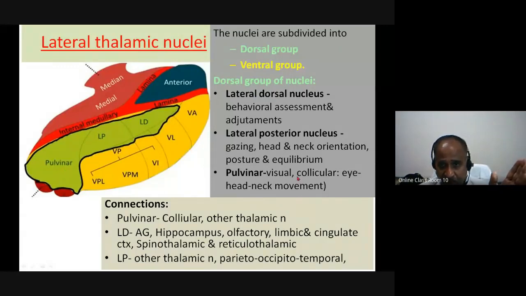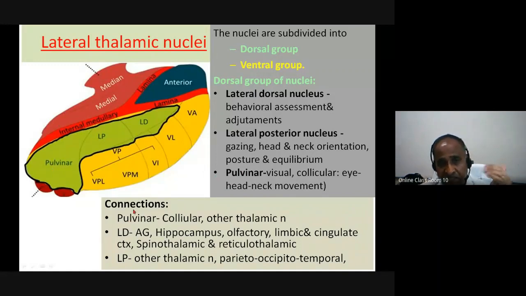This is the pulvinar. The pulvinar gets visual, collicular, and temporal inputs, and even somatosensory association from the somatosensory association areas. It receives inputs from all of that, and that helps produce eye, head, neck movement. Eye, head, neck movement. So that is what the pulvinar nucleus does.